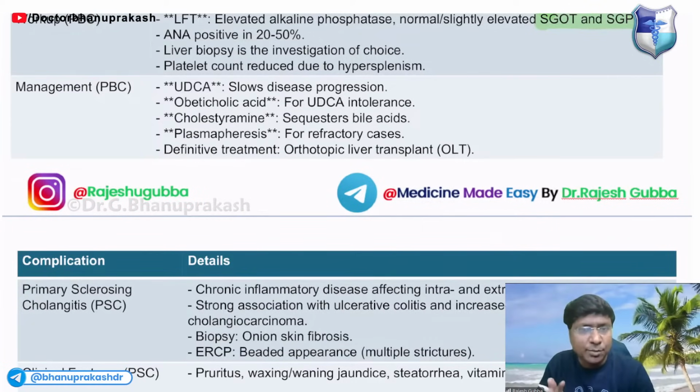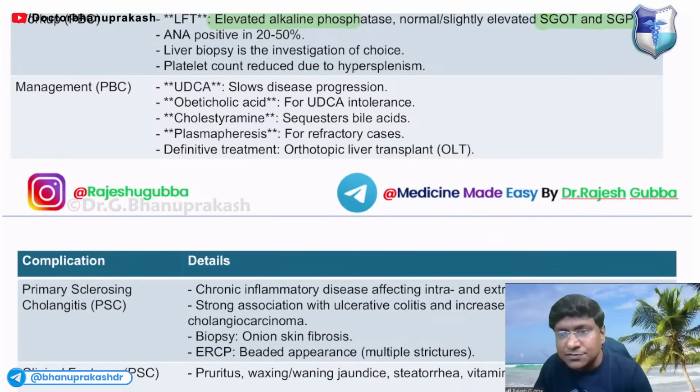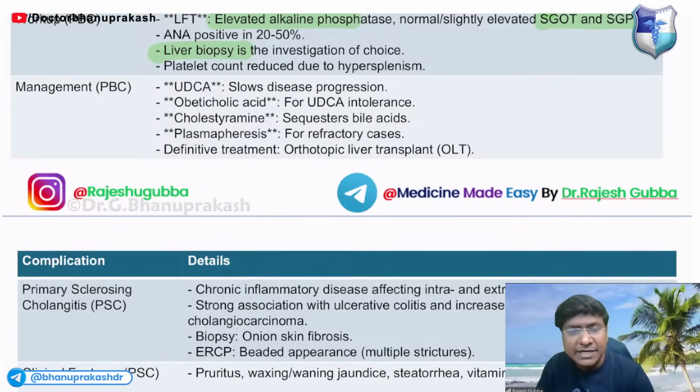That will be there in any form of hepatitis. But what is a marker of the obstruction? The marker of the obstruction is that the alkaline phosphatase levels are elevated. What is the investigation of choice? The investigation of choice will be the liver biopsy. Liver biopsy is the one which will give you the picture of primary biliary cholangitis.